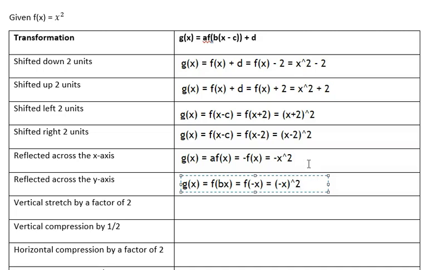Notice the difference between reflecting across the x-axis versus the y-axis. Across the y-axis, the negative is being squared, but across the x-axis, the negative is not squared. Here, you're making the x value negative, the input negative. Here, you're making the output negative to reflect across the x-axis, which makes sense also based on what we've learned about symmetry and reflecting points.